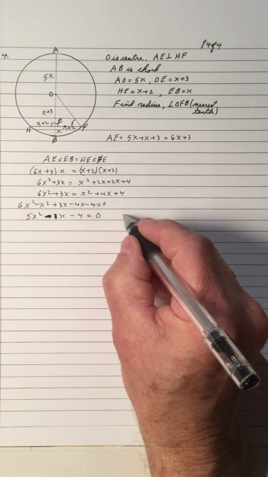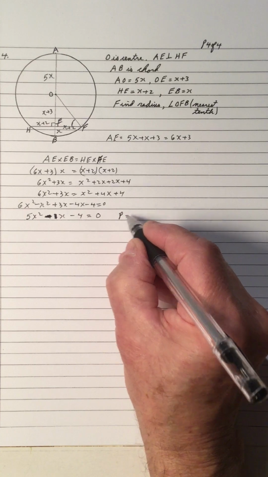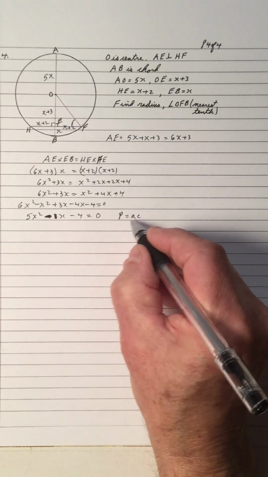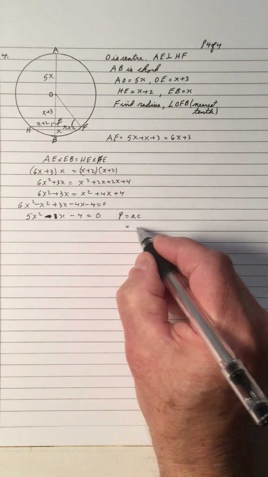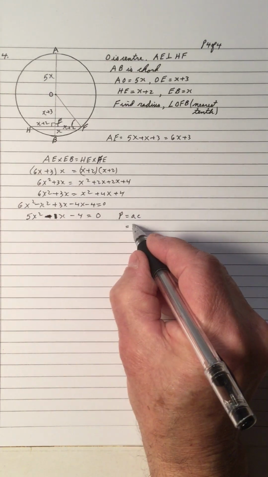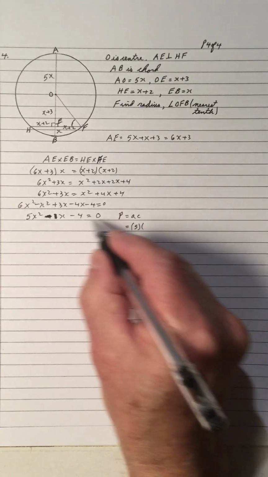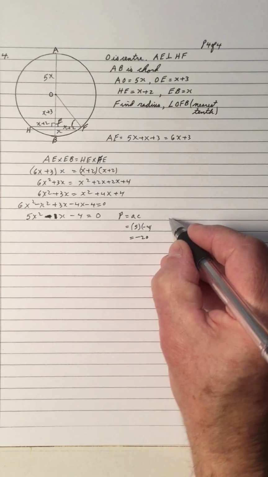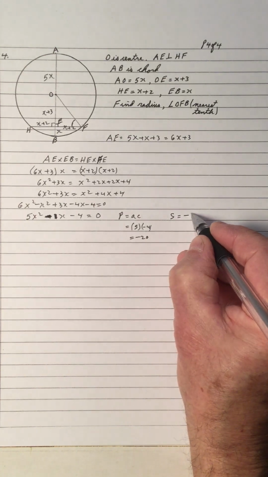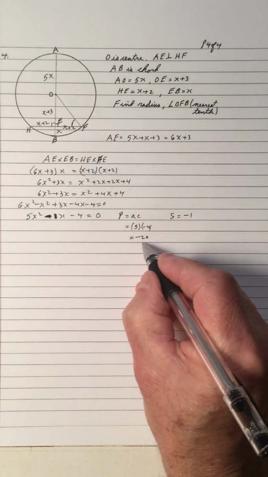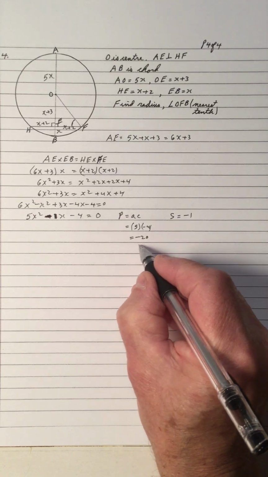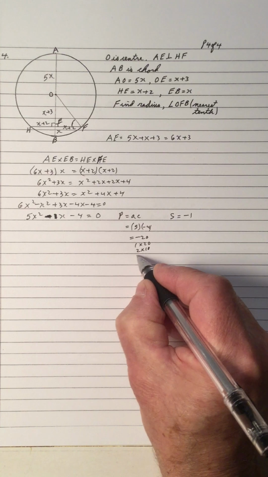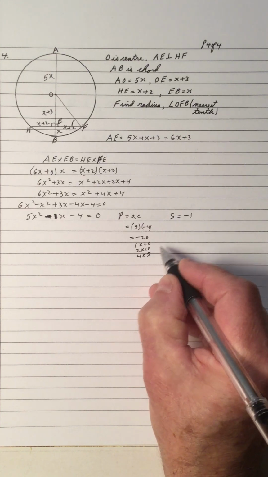Now what we have is a product of, this time, because this is not 1, the product is A times C. So A is 5, C is negative 4, so the product is negative 20. And the sum is in the middle, which is negative 1. So the factors of 20 are 1 times 20, 2 times 10, 4 times 5.